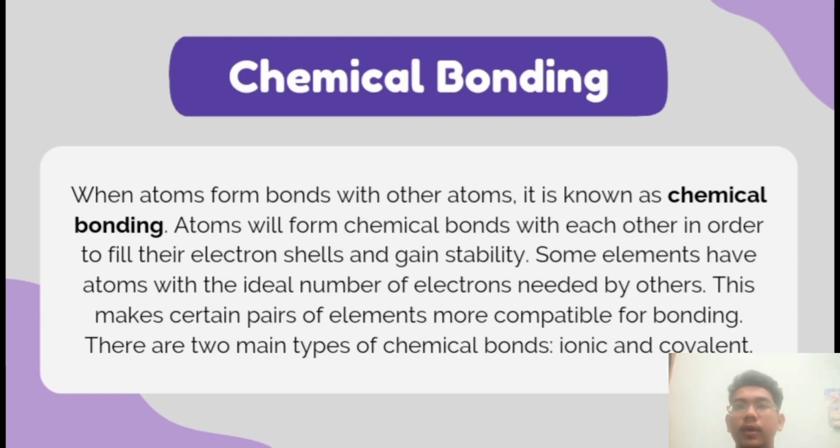Atoms fulfill the octet rule by bonding with other atoms. If atoms bond with other atoms, it is called chemical bonding. They will fill their electron shells and gain stability. Some elements have a spare electron that is needed by others, which makes them more compatible for bonding. Here's the interesting part: there are two types of chemical bonding, ionic bond and covalent bond.